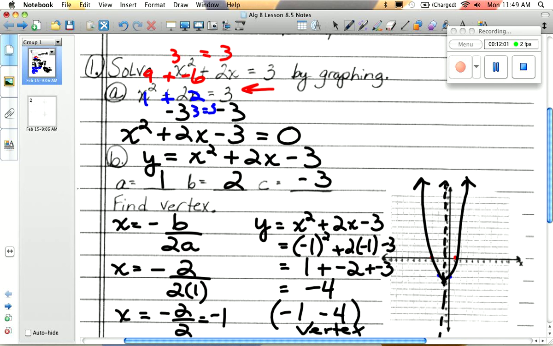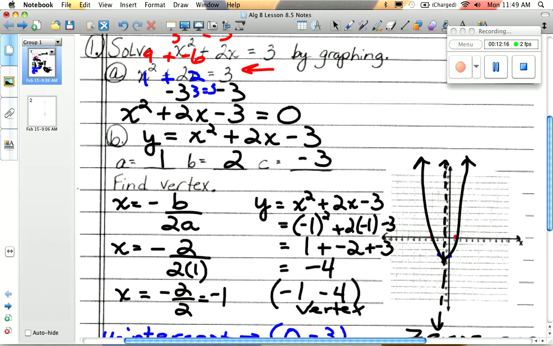Not every quadratic function has 2 solutions. So you can't have any more than 2 solutions, okay? So you'll never get more than 2. But we will find out along the way that sometimes we're not even going to get 2, we might get 1, and sometimes we might not get any at all, okay?